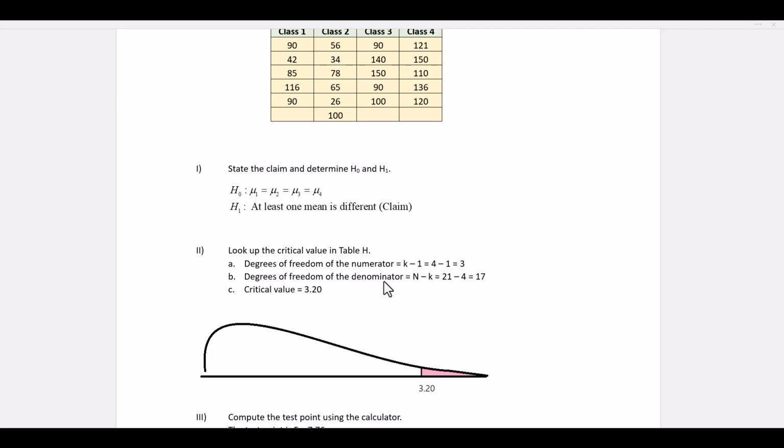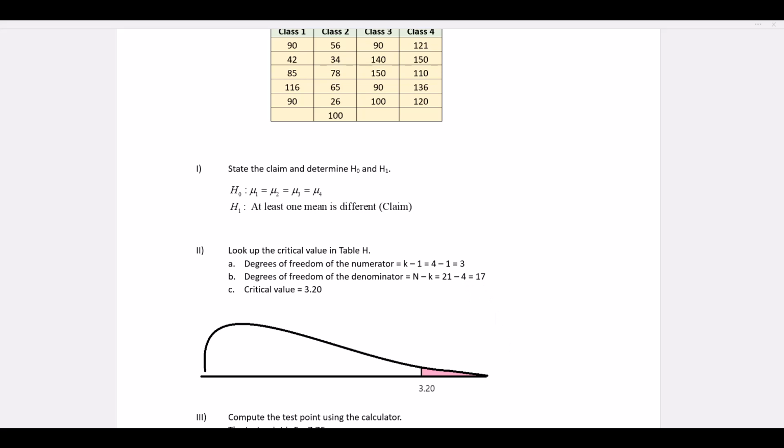Degrees of freedom of the denominator is uppercase N minus K. K is the number of categories. Uppercase N is the total number of data points. If we count all the data points in our samples, 21 minus 4 is 17.